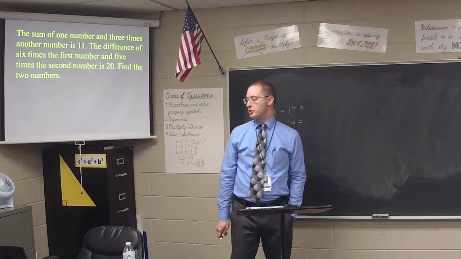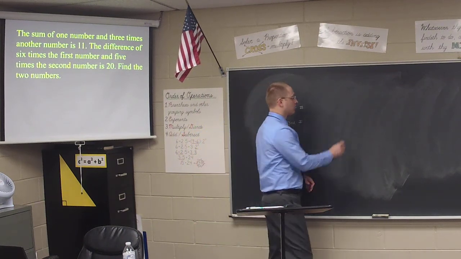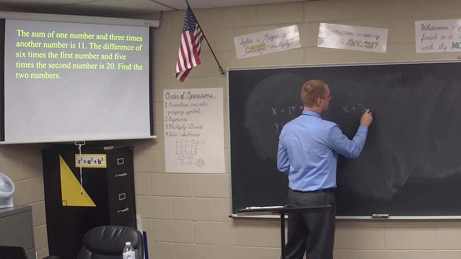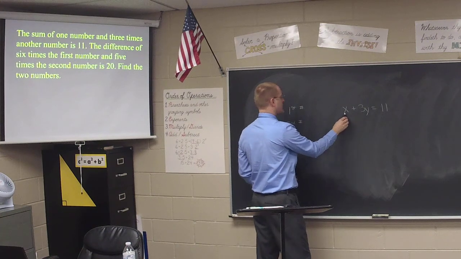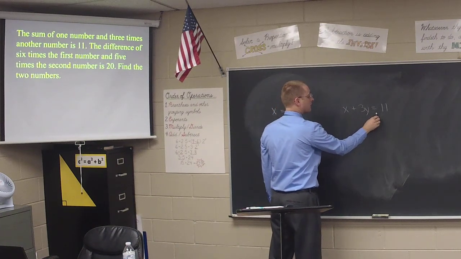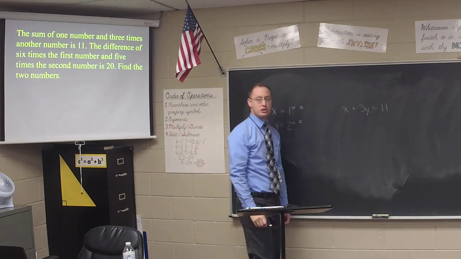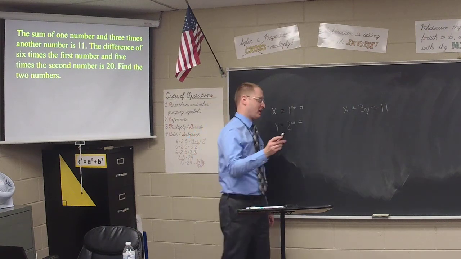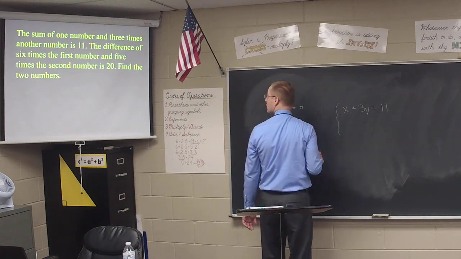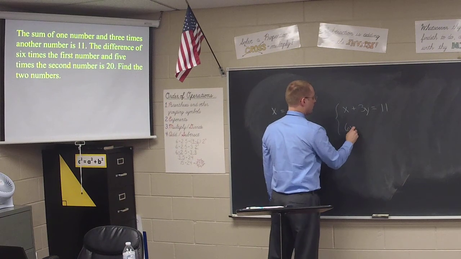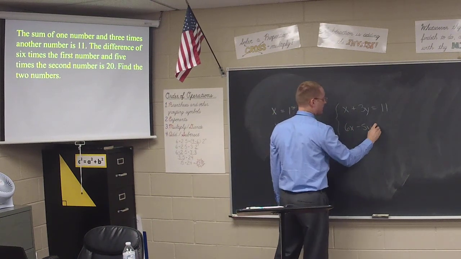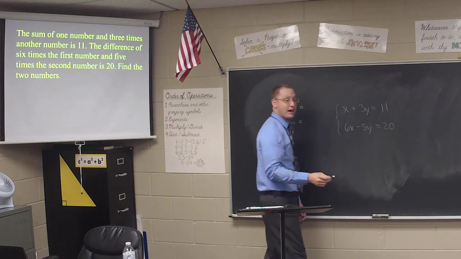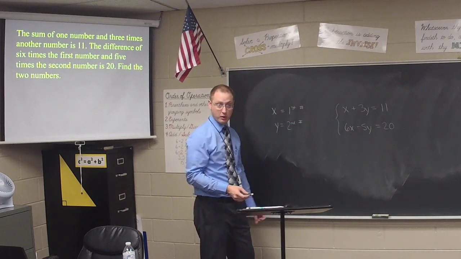Maddie, what was your first equation? Good. The sum of one number and 3 times another number is 11. Great job. What about your next equation? What did you have, Maddie? The difference, so we're going to subtract it, 6 times the first number and 5 times the second number is 20. Gentlemen, did you have the same system of equations?